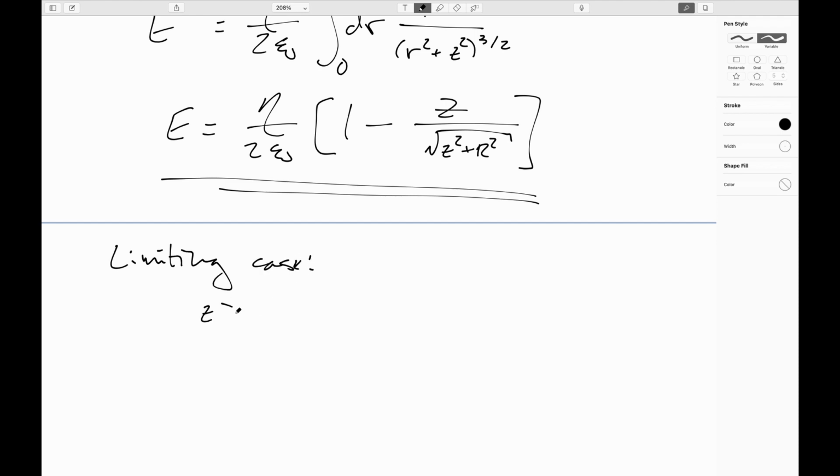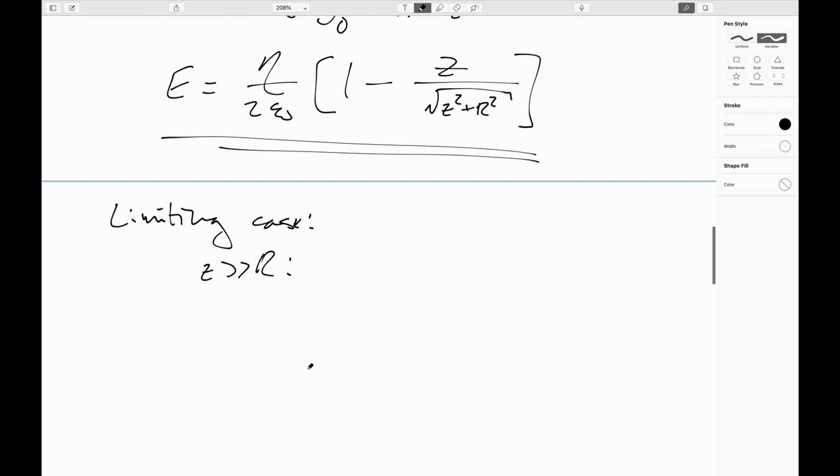Of z much bigger than r. Once again, we expect this to look like a point charge. And so let's see if we actually get that. The trick we're going to do here to cope with this square root is we're going to use something called the binomial expansion. So we're going to get that E is equal to eta over 2 epsilon naught. We're going to have 1 minus.